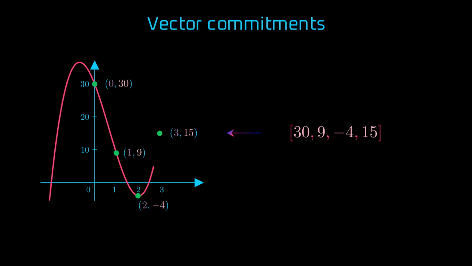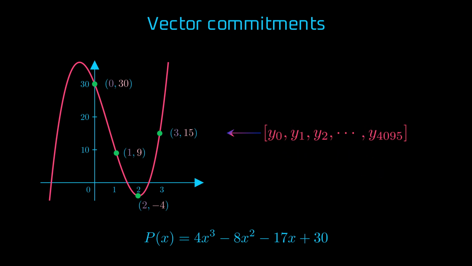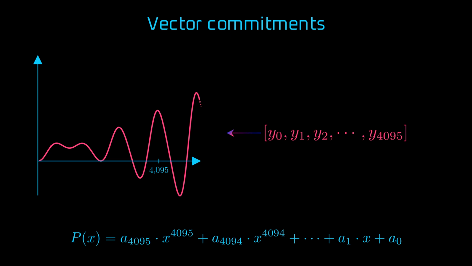Now, through these points, we can draw a unique polynomial of degree 3. One of the techniques to do that is called Lagrange interpolation. In general, for a polynomial of degree n, we need n plus 1 points. This new polynomial, evaluated at given x, will return our original data. P of 0 is 30, P of 1 is 9, and so on. We can extend this method to handle longer vectors with more and more points, allowing us to draw a unique polynomial that represents the data.